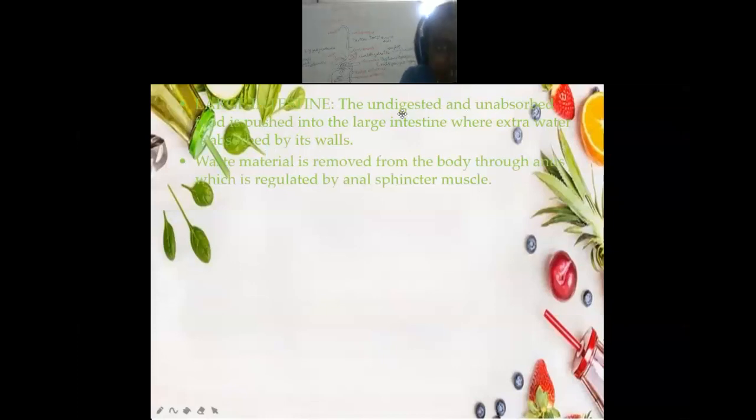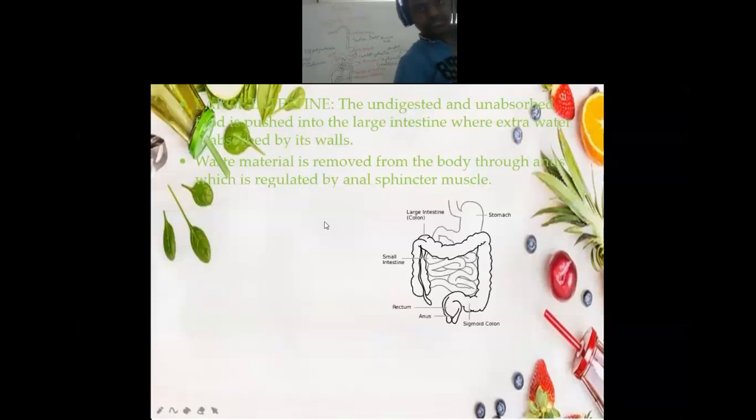The undigested and unabsorbed food gets into the large intestine, and the large intestine pushes the food along, and then the undigested food is thrown out through the anus. All the waste material is removed from the body through the anus, and water is absorbed in the large intestine. Here you can see the large intestine.